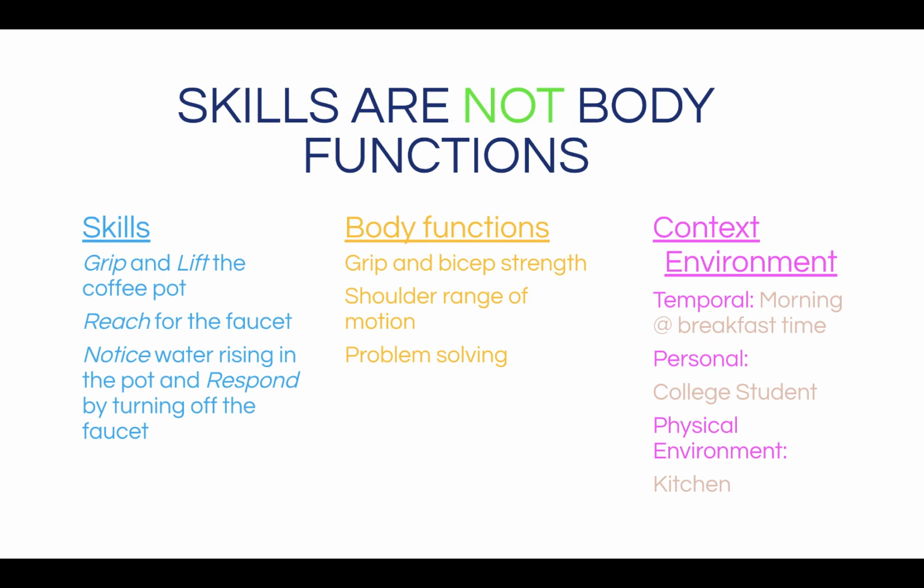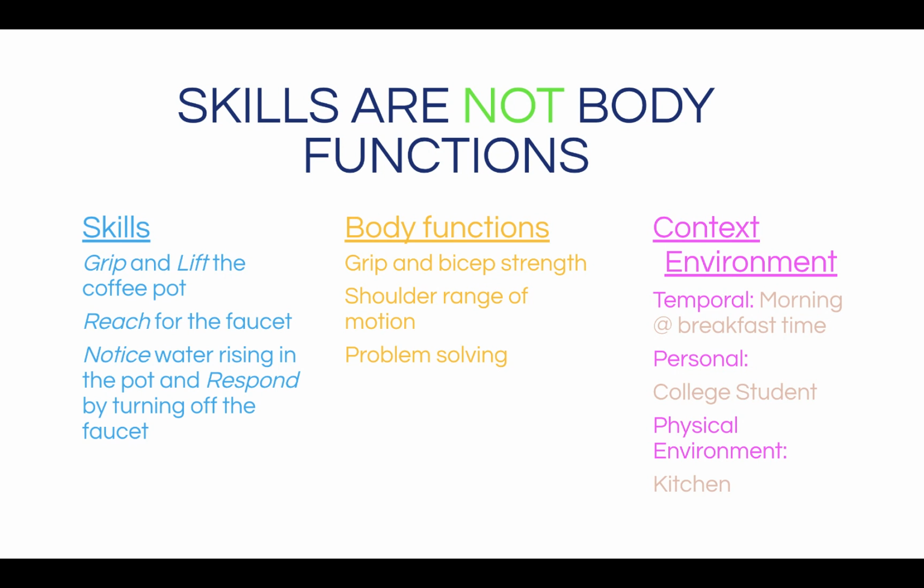Let's talk now about how context and environment can impact skills and body functions. We've already talked about skills and body functions in the previous presentation. You've given me an example of each of these. Now what I'd like for you to do is add to that current example and now include the context and environment that is associated with the skills and body functions that you identified. So I'm going to break this down.